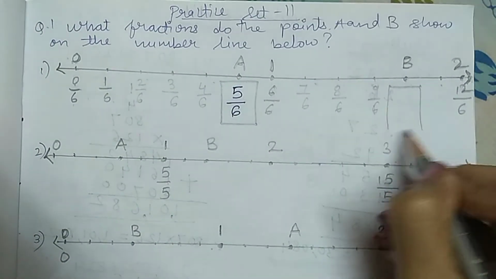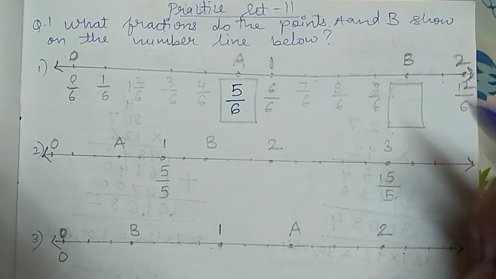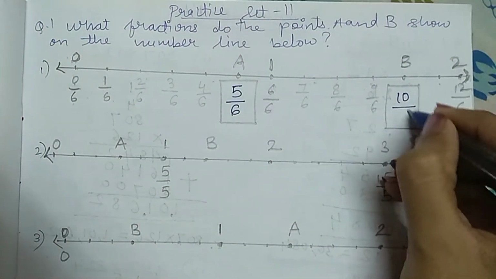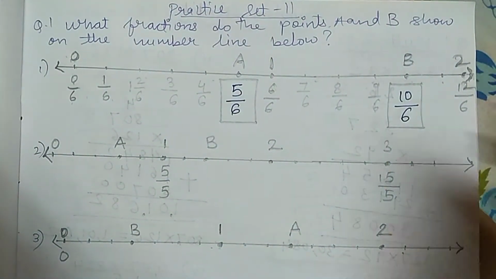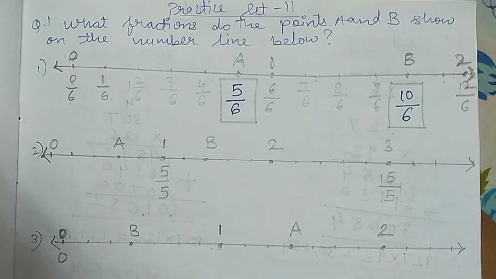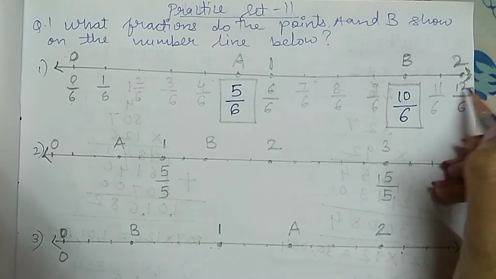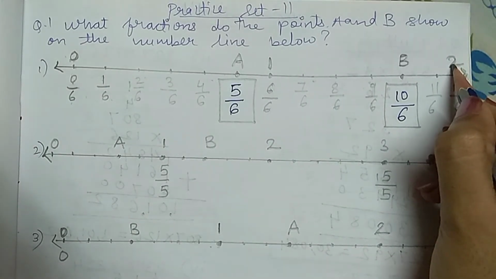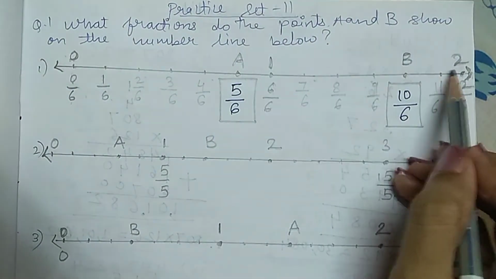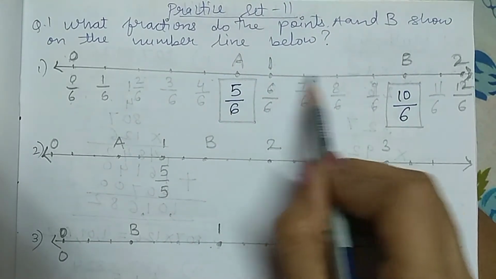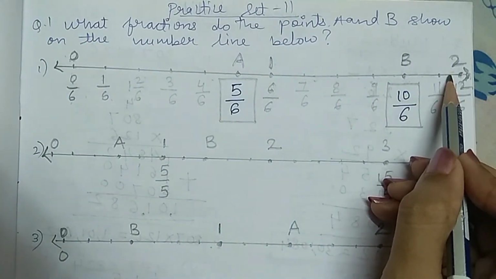10 by 6. Let me draw the square. Your answer is 10 by 6. Then after 10 comes 11 by 6 and 12 by 6. Now 12 divided by 6 is nothing but 2. See, again from 1 and 2, 6 parts are there. 1, 2, 3, 4, 5, 6.